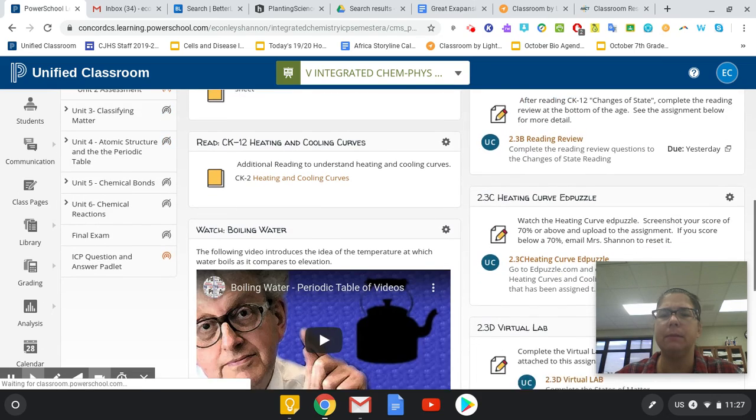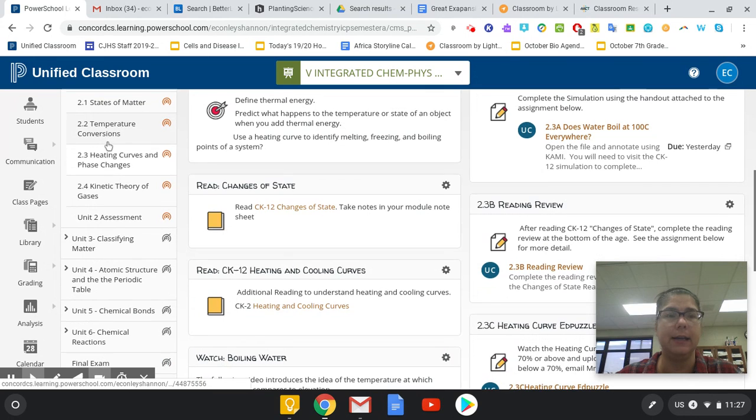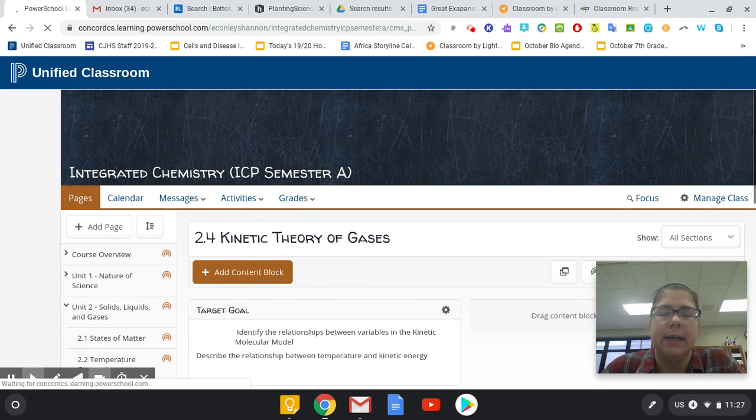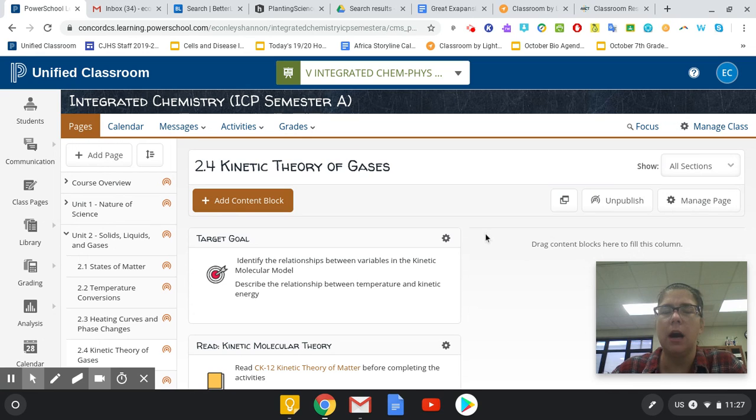The first lab, it's not in 2.3, I lied. It's in 2.4, kinetic theory of gases. It's not here now because I'm putting it in right after I'm done here. You're going to have the option to do a lab. You can do the lab at the Move Up Academy, or you can take the box of materials home with you and do it at home.